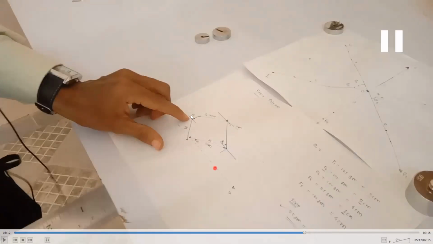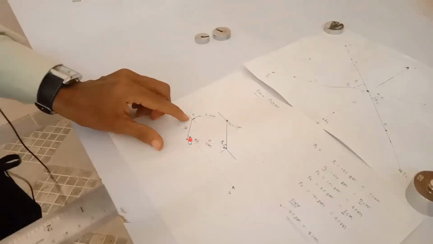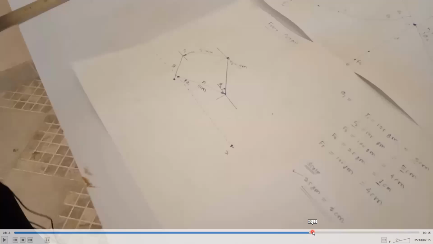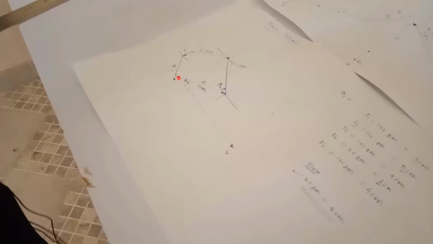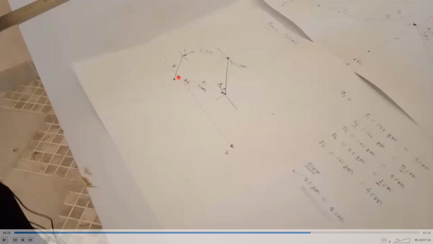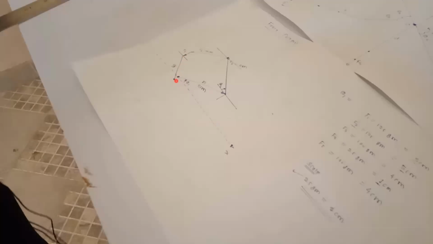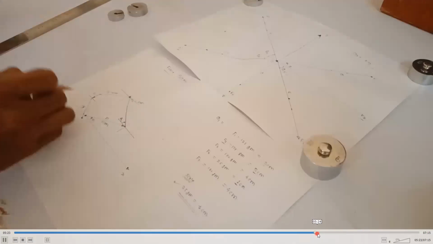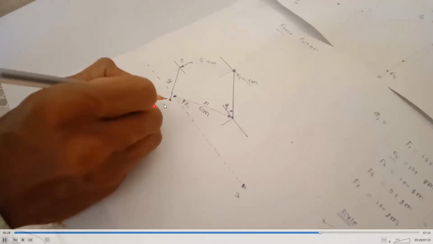So once we complete the last F5 vector, and this closing side. Actually, if the resultant is 0, that means this F5 line must end at the starting point. Then you will get the closed polygon. The meaning of a closed polygon is that the resultant is 0. But if the polygon is open, then there must be some resultant value. So you can find out this resultant value from the closing side. So this is your closing side.